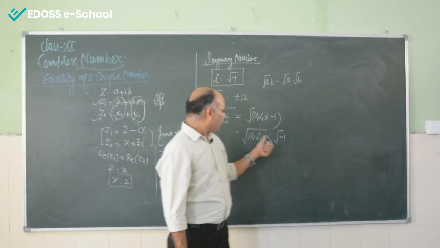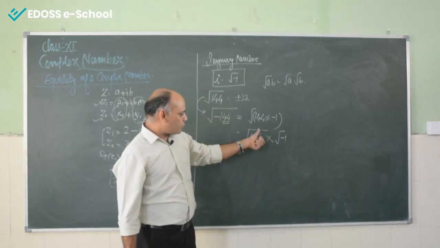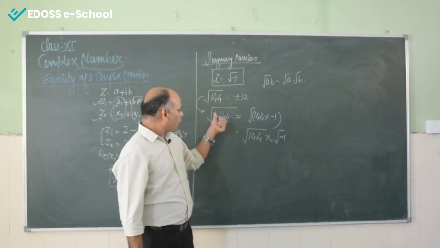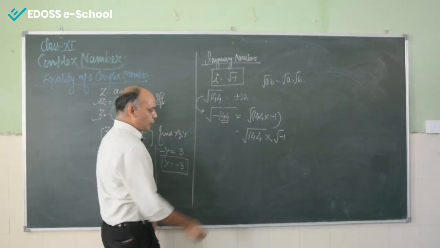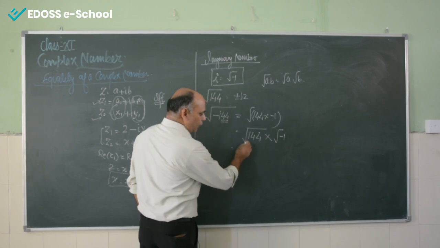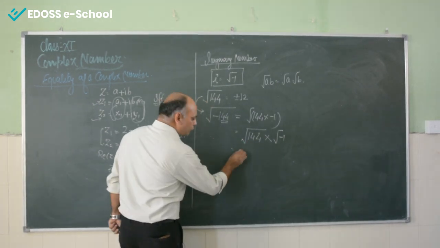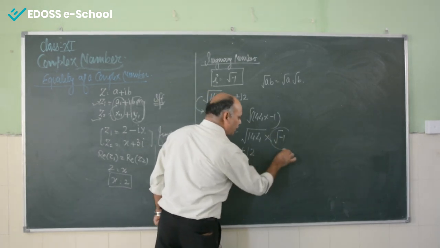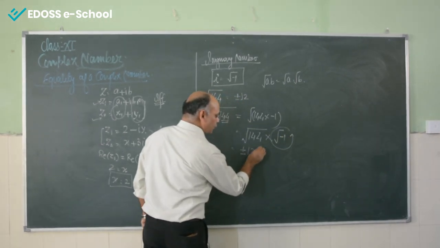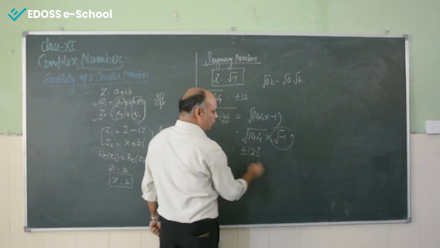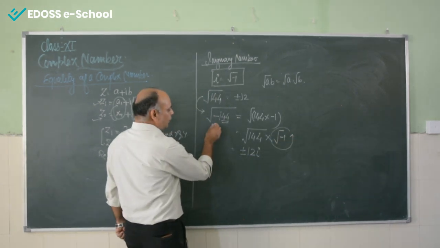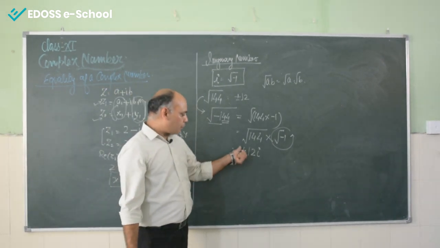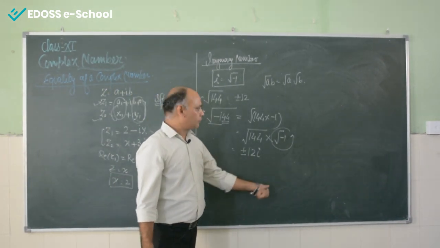In a similar pattern, square root of 144 into square root of minus 1 is equal to under root of minus 144. Then the square root of 144 will be plus minus 12, and this is the imaginary number, which has the value of iota. Under root of minus 1 is equal to iota. That means under root of minus 144 will be equal to plus minus 12 iota.